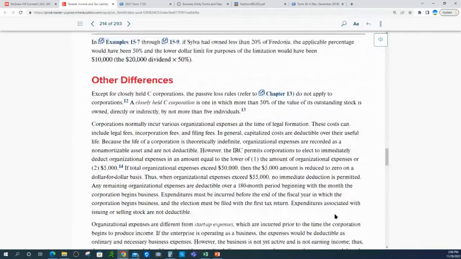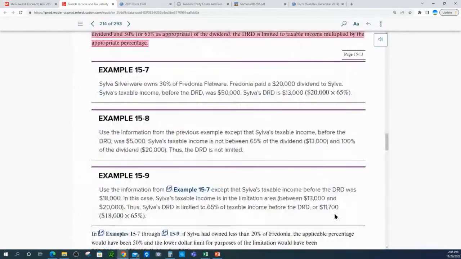Let's see. Questions about that dividends received deduction? That's a new one. That's a completely new concept.